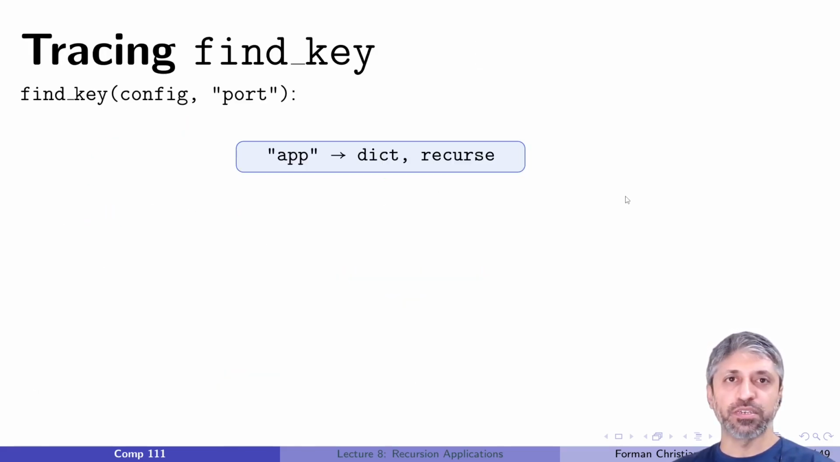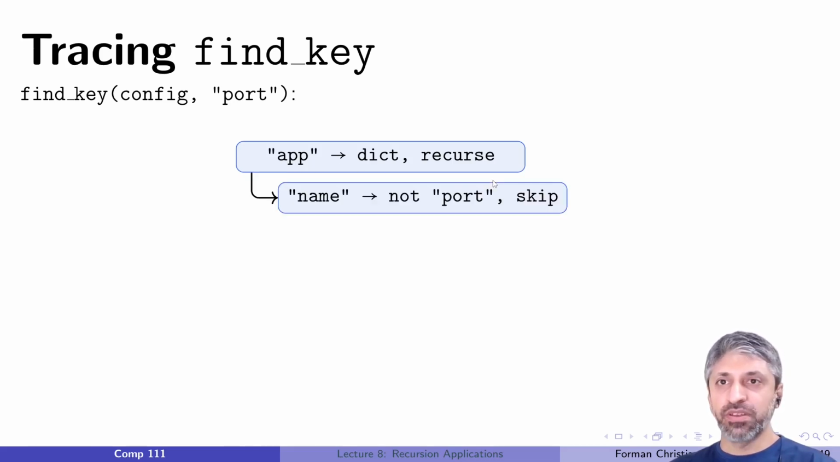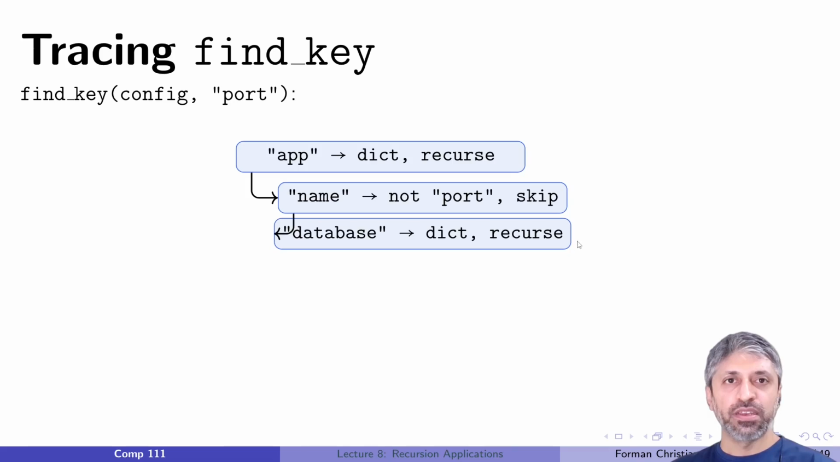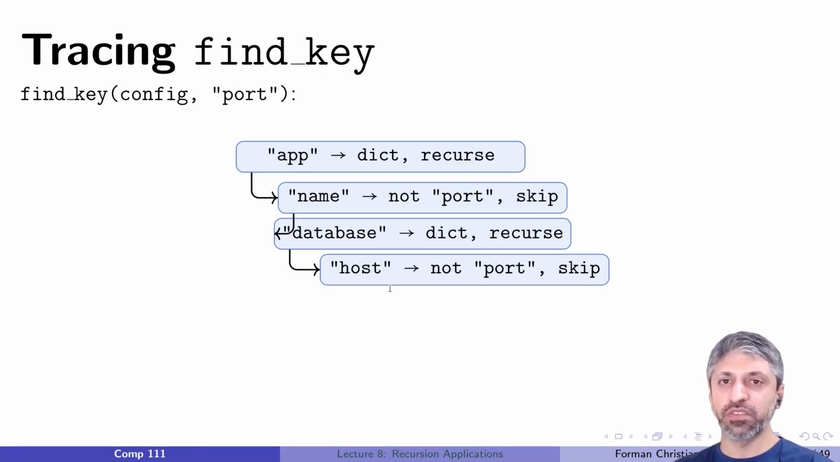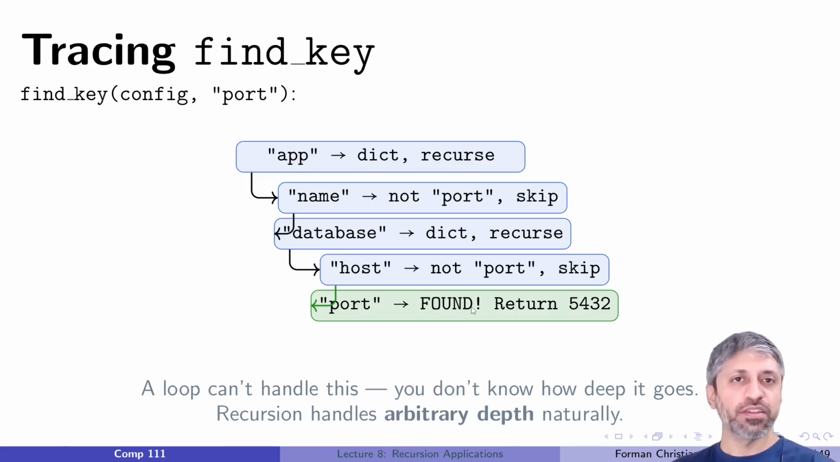So let's trace find key config, and the key is basically port. We start with the key app at the top level. Inside app, the first key is name, and that's not port. We skip it. And then we hit the database, which is another dictionary. So we recursively go inside it into another deeper level. Inside database, we see host. That's also not port. We skip it. And then the next key is port. We find it and then we return its value, and that's pretty much it.